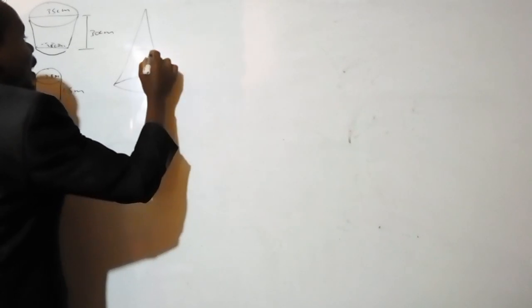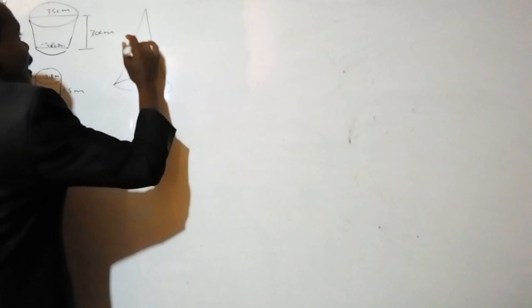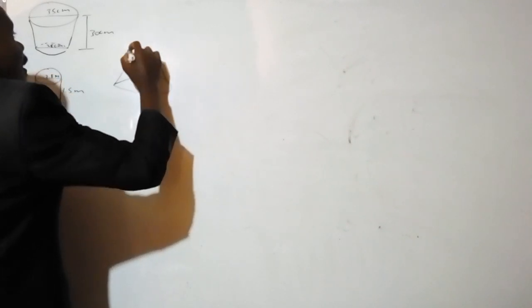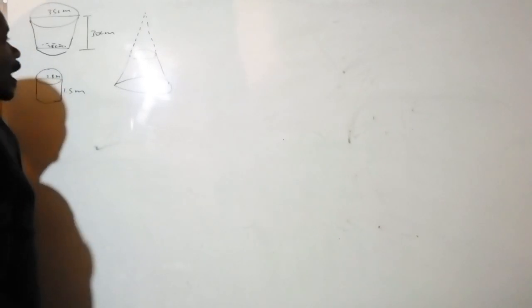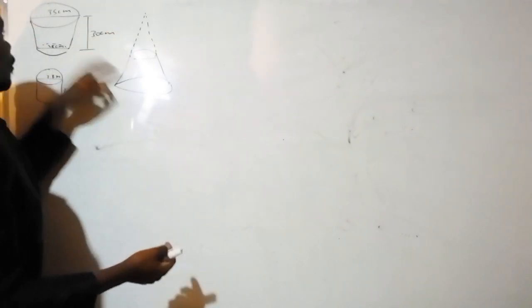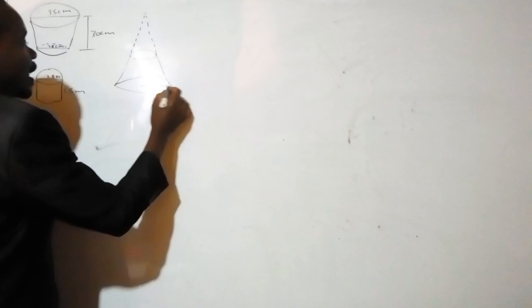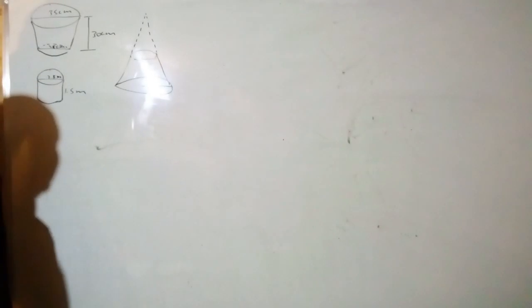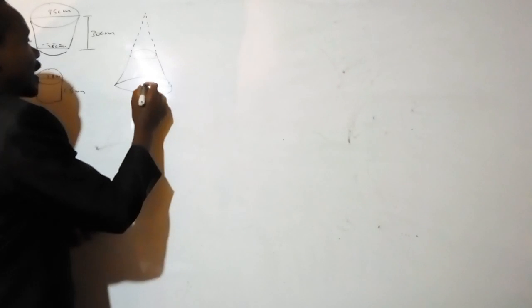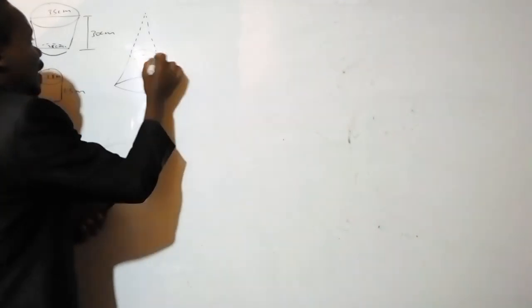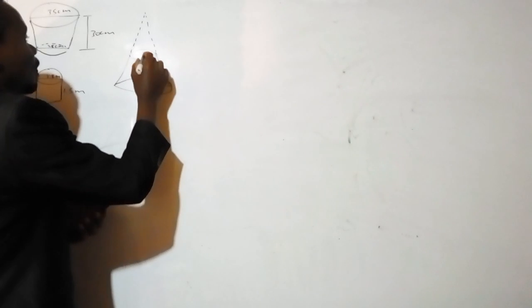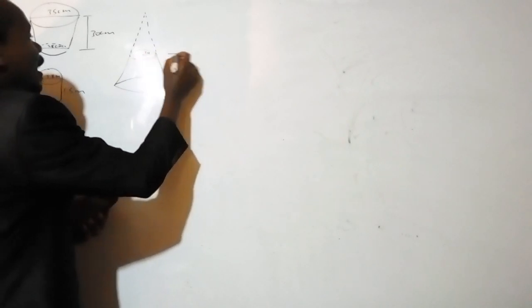Initially, it was a bucket. We complete to form a cone so that we can get the volume of a cone. We have two cones, the bigger and the smaller. We subtract to get that of the bucket. Our bucket has a diameter of 35 for the larger. You can divide by 2 to get the radius 17.5. The other one will be 14. Then it had a slanting height of 30 centimeters.